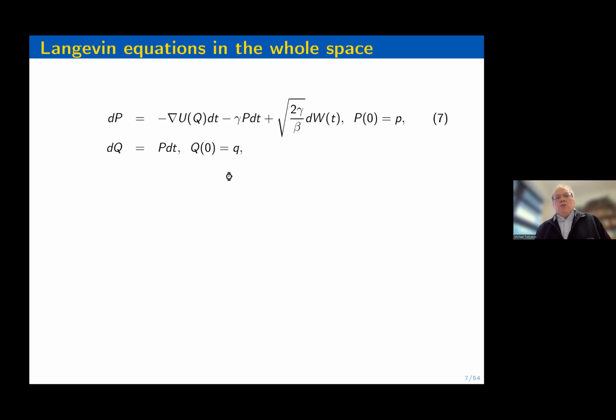Before I go to Langevin equations in bounded domains, let me say a few words about Langevin equations in the whole Euclidean space. What we have on the screen is the simplest and most used Langevin equation within molecular dynamics and statistics, and also now within an optimization setting.